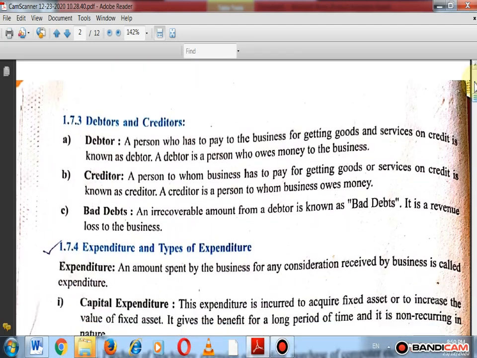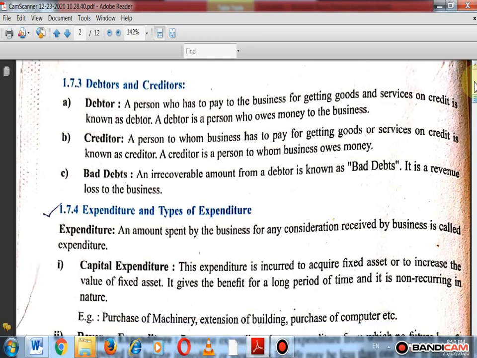Debtors and creditors. A debtor means a person who has to pay the business for getting goods and services on credit. A debtor is a person who owes money to the business. So when goods and services are taken on credit, they pay this amount to the business after the transaction date; such a person is known as a debtor.